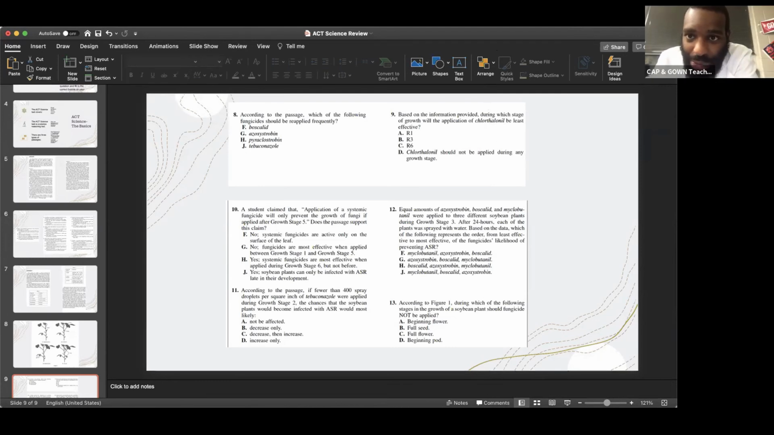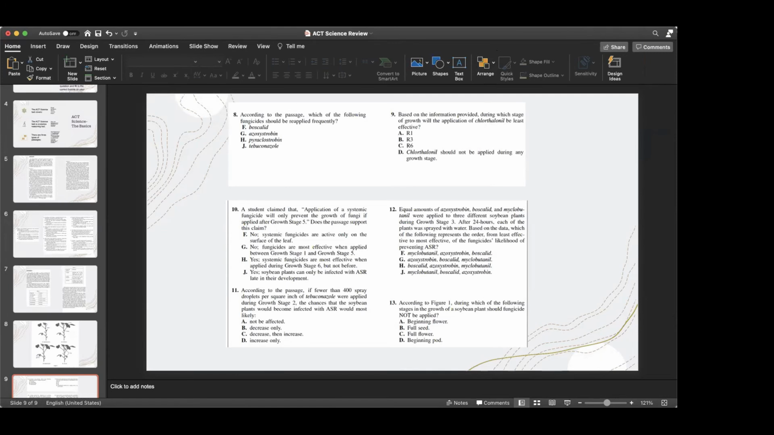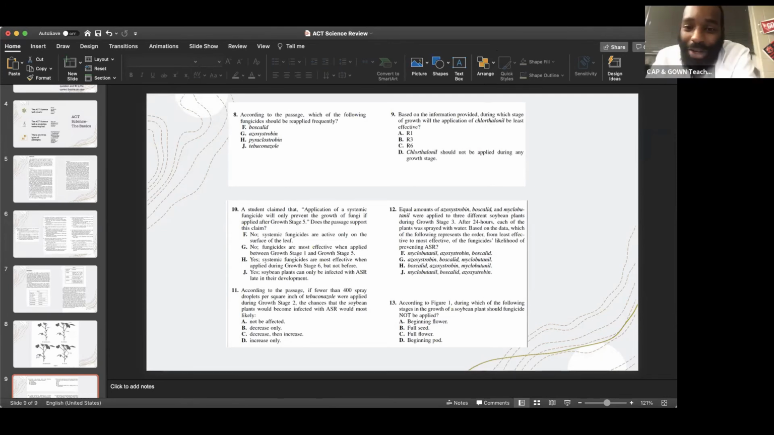You said C? Good job. C is the correct one. So what evidence do we have there? So you guys are 2 for 2. Outstanding. Amazing. All right. What evidence do you guys have that promotes that? It said that it wasn't effective after the R5 stage. After the R5 stage is not effective. Good job. So based off what we have there, the stage where application should be least effective is going to be the R6. That's the only stage that takes place after the R5 stage.